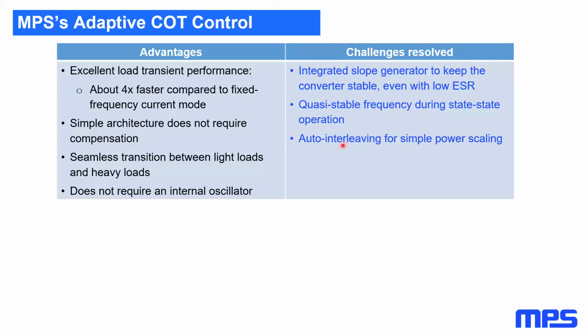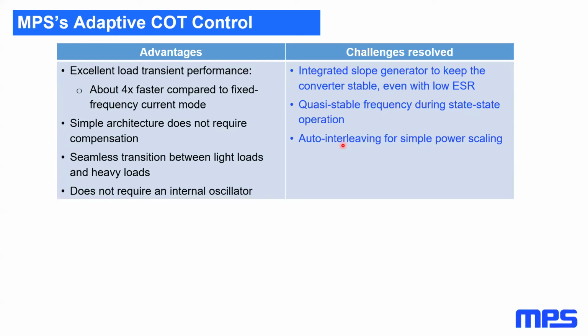So just to recap, we have increased transient performance, much faster transients to be able to deliver the energy to our load. We also simplify the architecture, and we can operate more seamlessly between light load and heavy load. This is good for applications which have sudden bursts in power requirement. And we've also been able to resolve some of the challenges, such as being able to maintain the stability of the converter, even if we're using capacitors with low ESR.